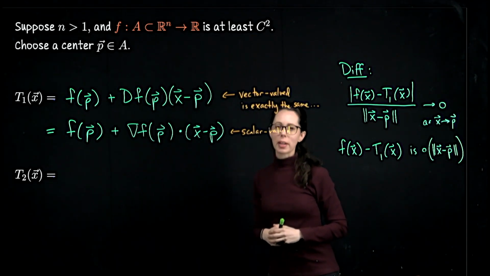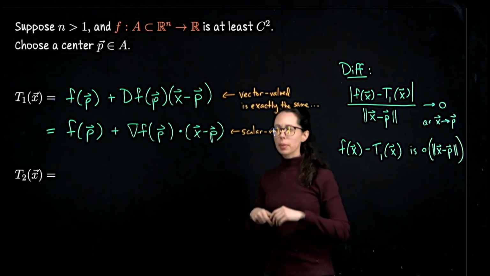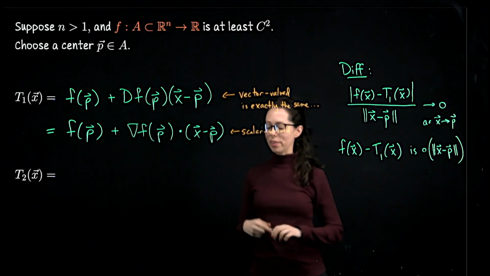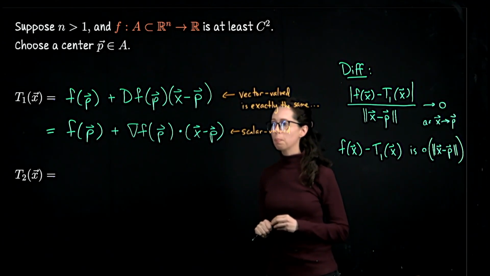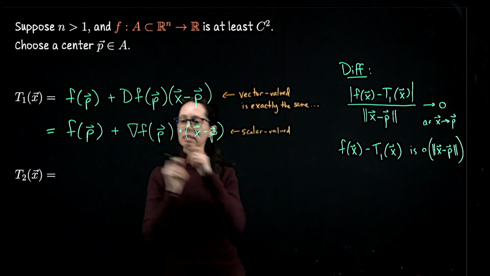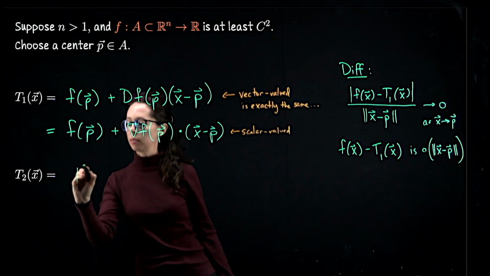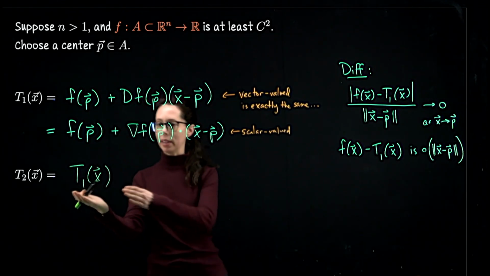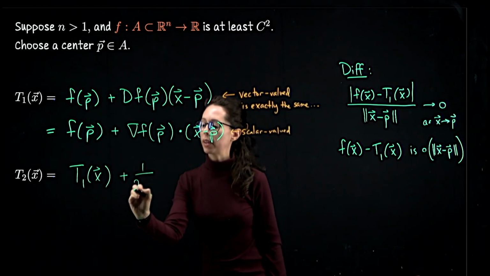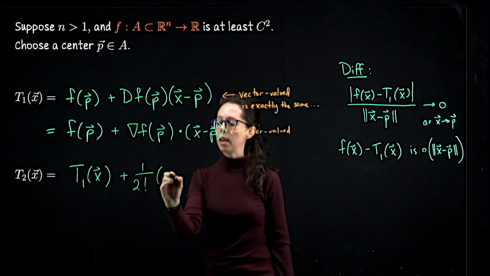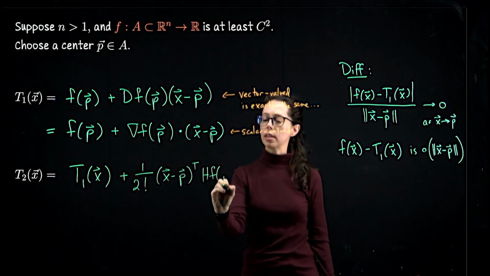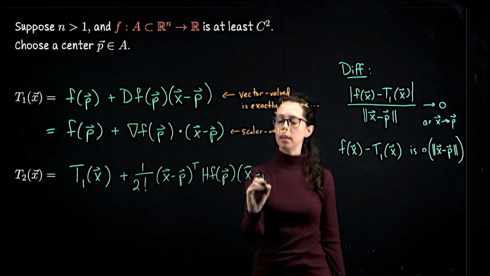For our second order approximation, this is kind of new, but it also is something I think that you're anticipating based on our discussion of the Hessian and what we just looked at with degree 2 Taylor polynomials for functions of one variable. So we're going to take this and just add onto it a quadratic term. In fact, let me write T1 of x, meaning all of this, plus a second order term. So that's 1 over 2 factorial times x minus p, this vector transposed, times the Hessian at p, times x minus p.